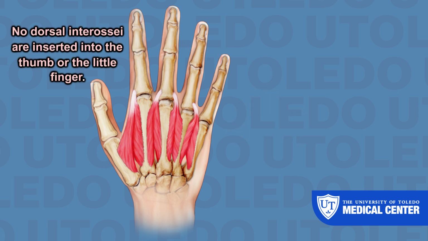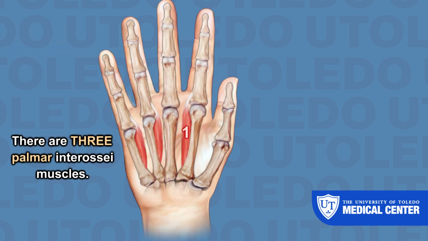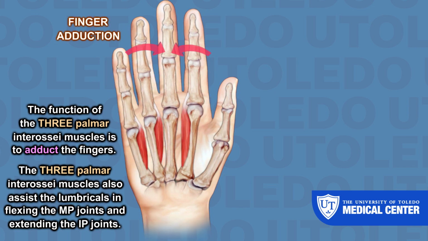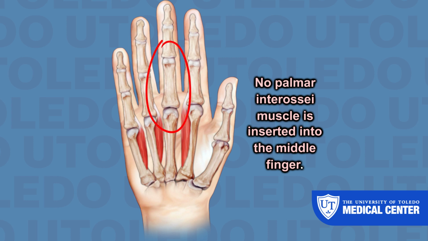No dorsal interossei are inserted into the thumb or the little finger. There are 3 palmar interossei muscles. The function of the 3 palmar interossei muscles is to adduct the fingers. The 3 palmar interossei muscles also assist the lumbricals in flexing the metacarpophalangeal joints and extending the interphalangeal joints. No palmar interossei muscle is inserted into the middle finger.